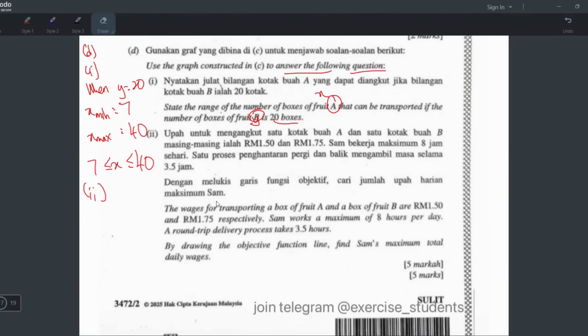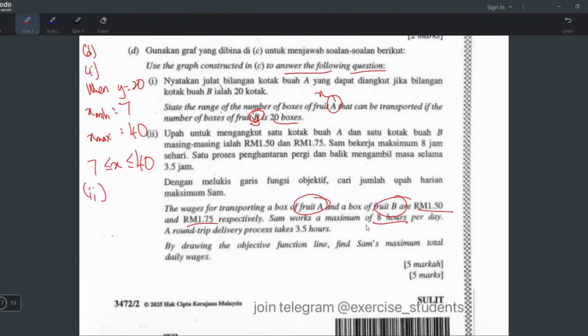Question 2, the wages. Let's go. Okay, later I'll explain wages. For transporting a box of fruit A and fruit B, the wages are 1.5 and 1.75. So wages is the upah, the rate you get for transporting. So this is the wages.